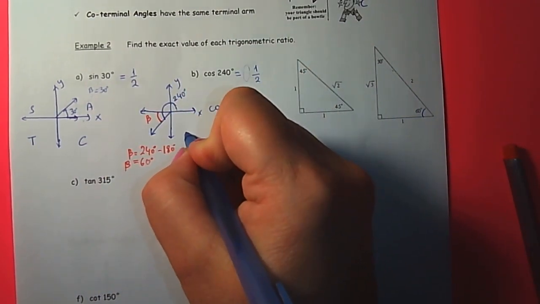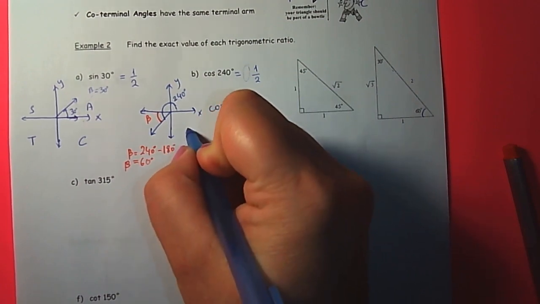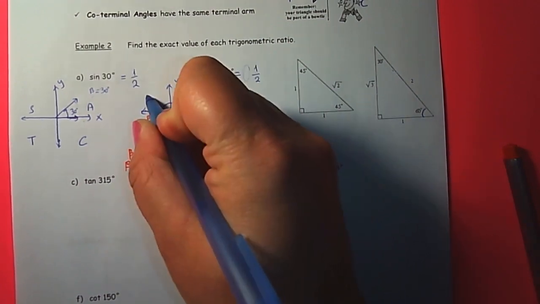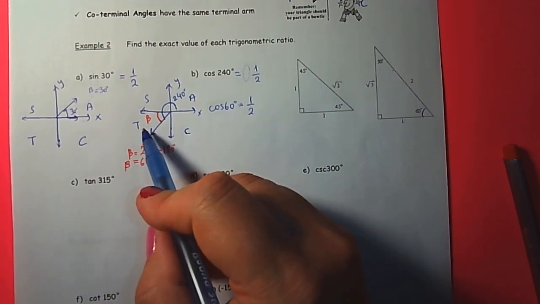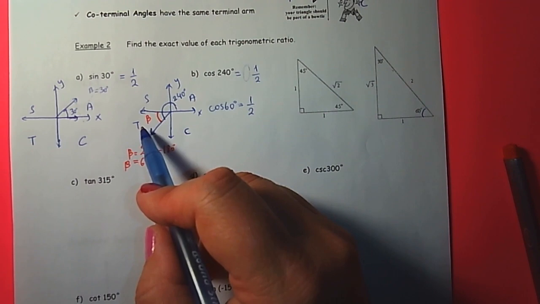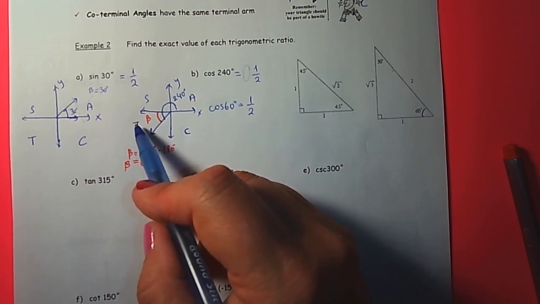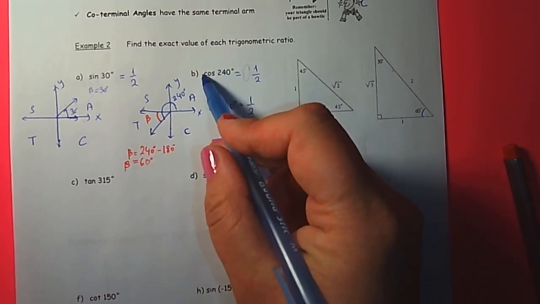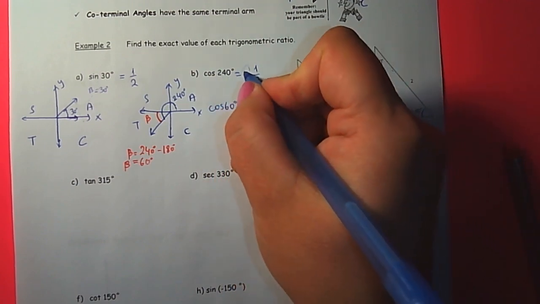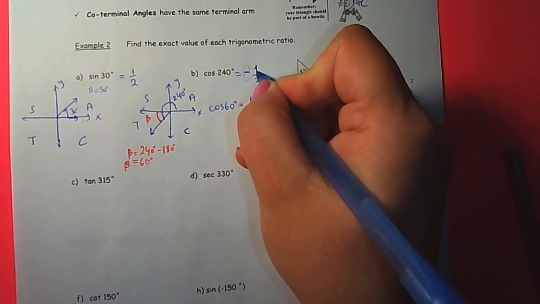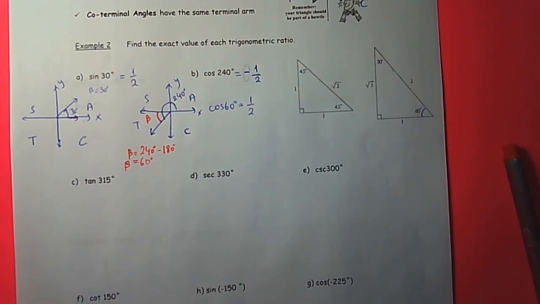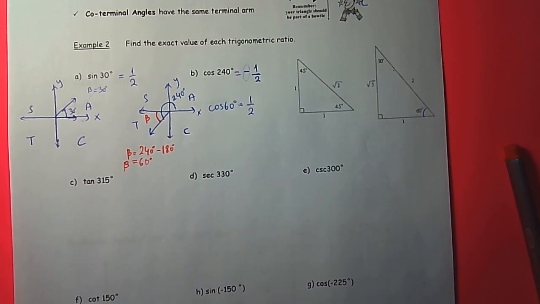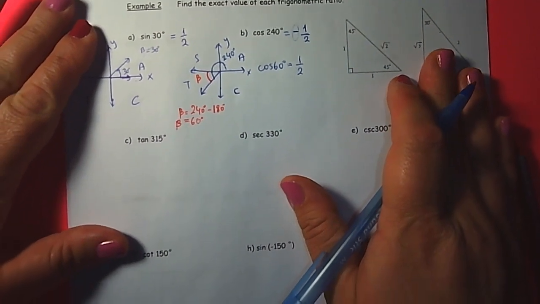To decide that, we're going to use CAST. We always start writing CAST from quadrant 4. We see that in quadrant 3, the only positive ratio is tangent. So tangent is positive, but cosine and sine are negative. That tells us that cosine 240 must be negative. So cosine 240 is negative 1 over 2. Let's look at another example.